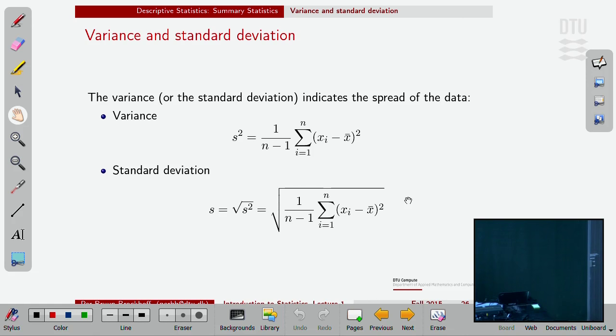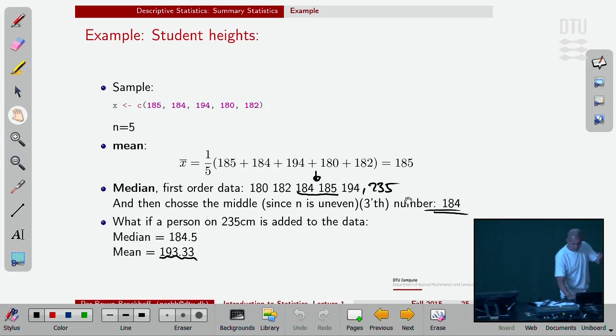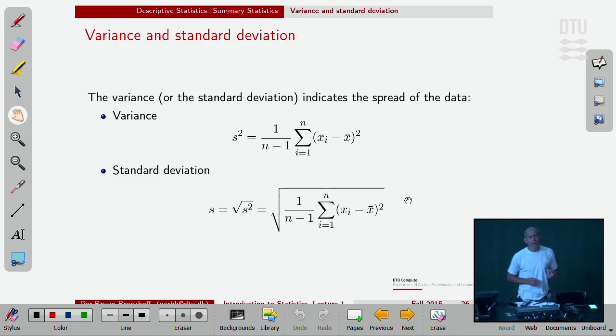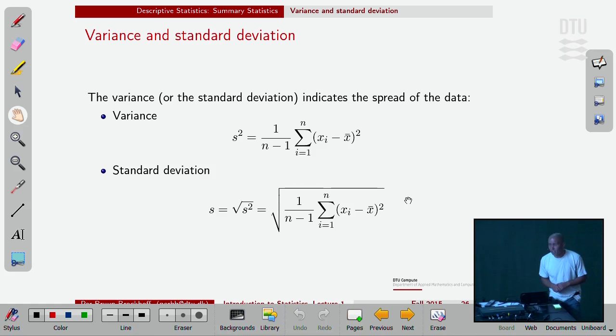The variance is a measure of the fact that we all know that if we talk now, I use the height example to have something specific to talk about now. Of course, even though someone tells you that the mean height, in this case 185 centimeters, you already know that that does not mean that we are all 185 centimeters. We are different, generally speaking, right? We are not all 185. We are different from 185.